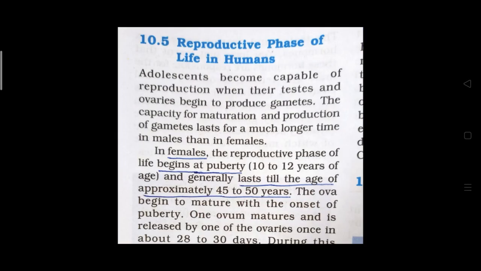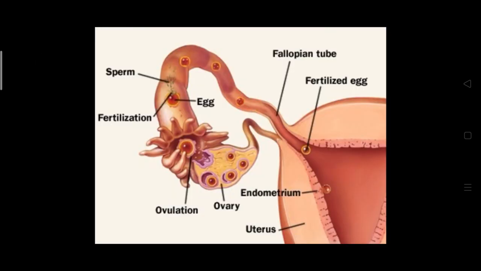In females, the reproductive phase of life begins at puberty. That means 10 to 12 years of age and generally lasts till the age of approximately 45 to 50 years. One ovum matures and is released by one of the ovaries. That means ovulation happens once in about 28 to 30 days. During this time, the wall of the uterus becomes thick so as to receive the egg.